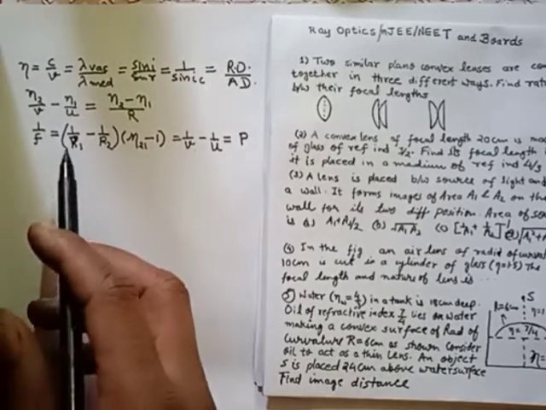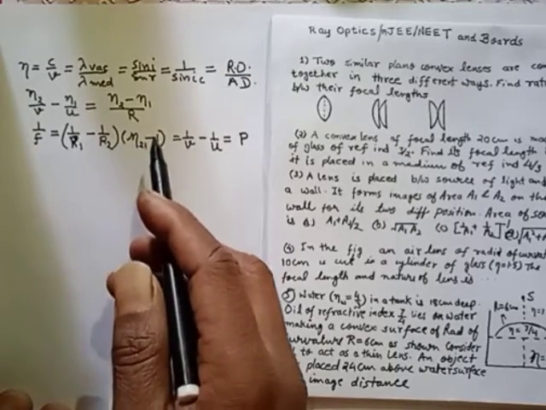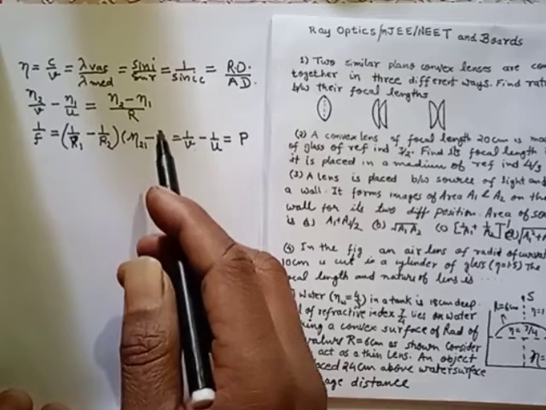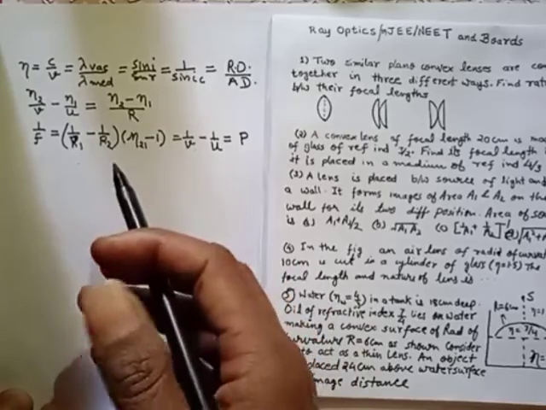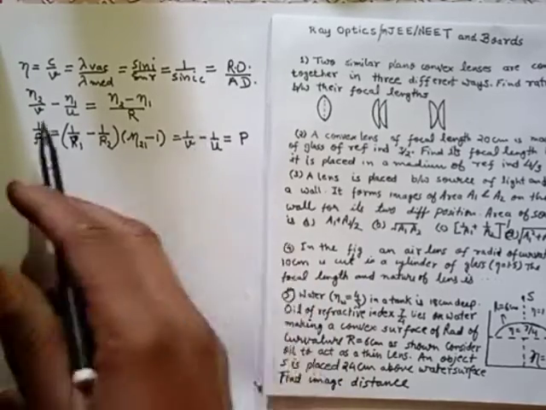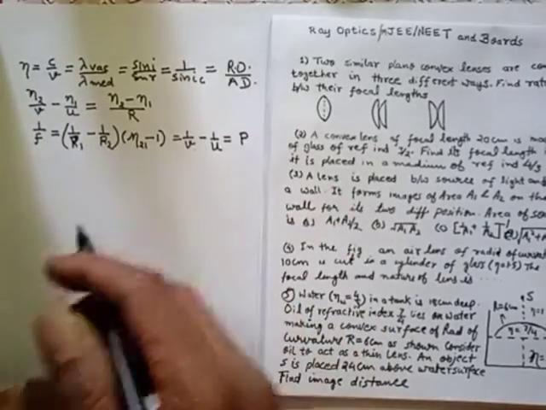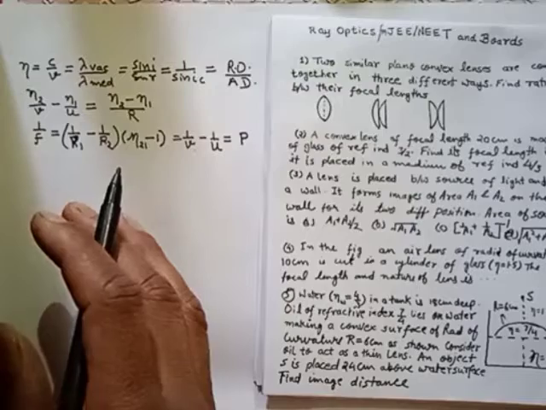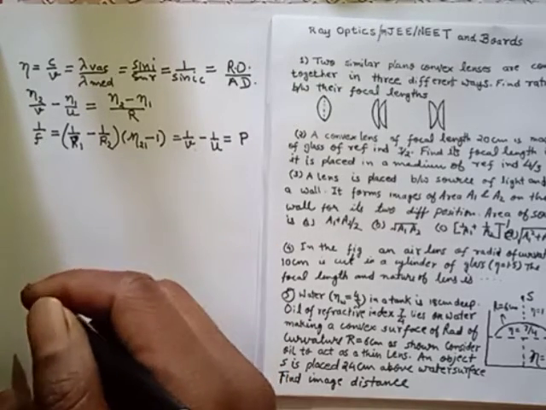And similarly, the lens maker's formula: 1 upon f equals eta 2 1 minus 1, times 1 upon r1 minus 1 upon r2. Eta 2 is the refractive index of the material of that lens, and 1 is that medium in which the lens is placed. This is equal to 1 upon v minus 1 upon u. This is called the lens equation or thin lens formula, and it is further equal to the power of the lens. There are other formulas also, but the questions which I have taken are somewhat related to these only.